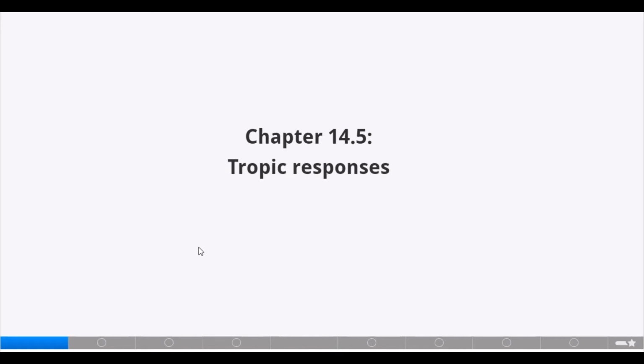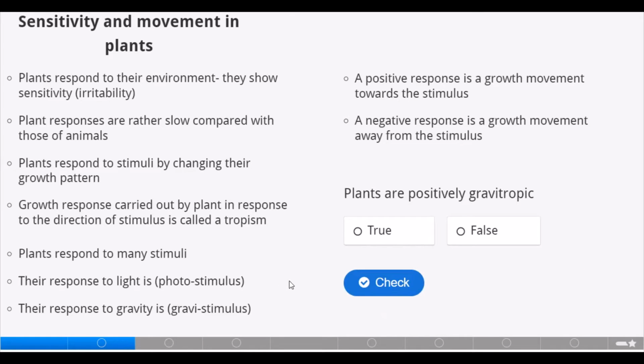Today, we'll be looking at tropic responses, sensitivity and movement in plants. Plants respond to their environment. They show sensitivity, which we also call irritability. Plant responses are rather slow compared with those of animals. Plants respond to stimuli by changing their growth pattern. A growth response carried out by plants in response to the direction of a stimulus is called a tropism.